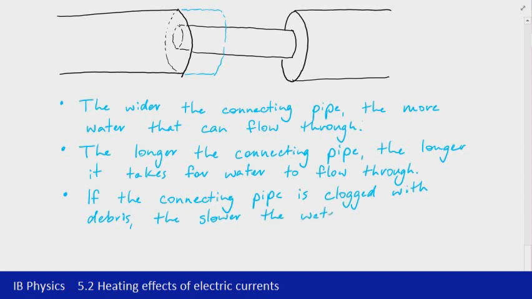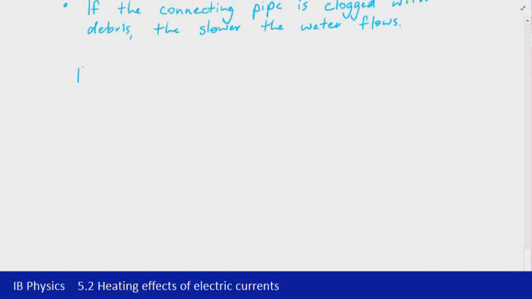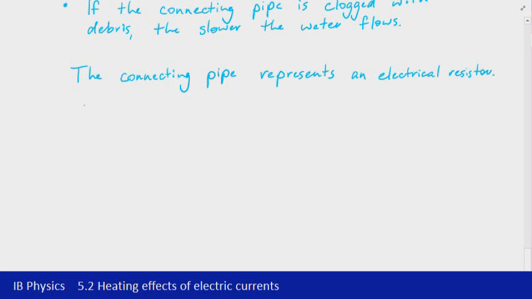So like I say, that's an analogy that we're using to help make sense of resistance and the factors that affect resistance. So this connecting pipe is an analogy for a resistor. We can look at the quantities that affect a resistor in much the same way. We'll just need to consider it in terms of electrons flowing through a conductor. And so we can make a direct comparison between them.